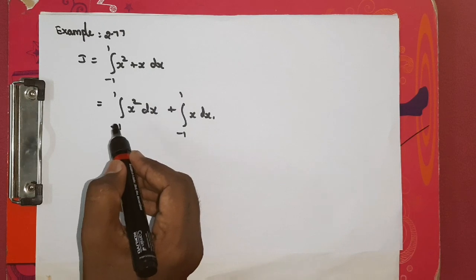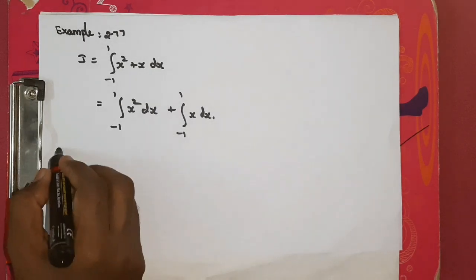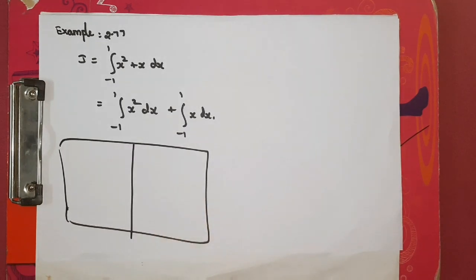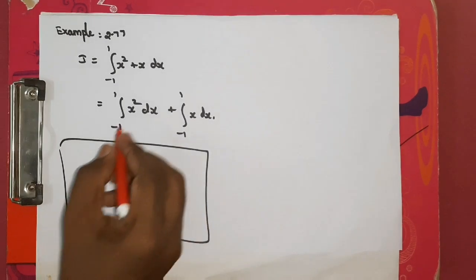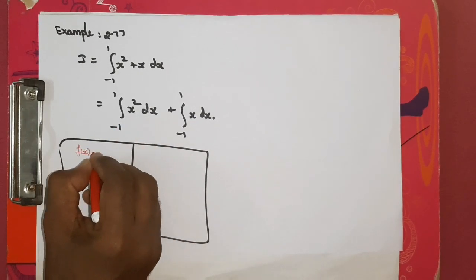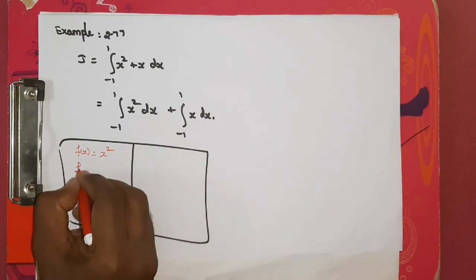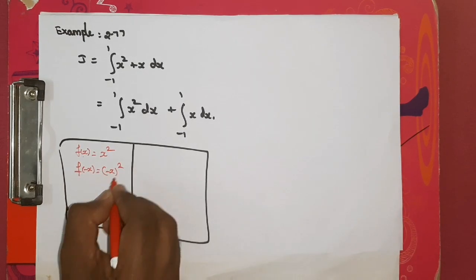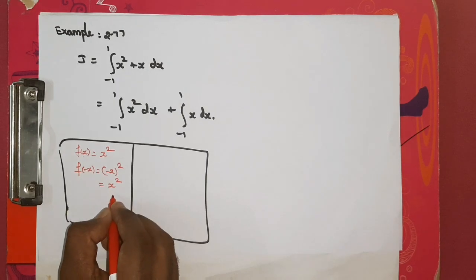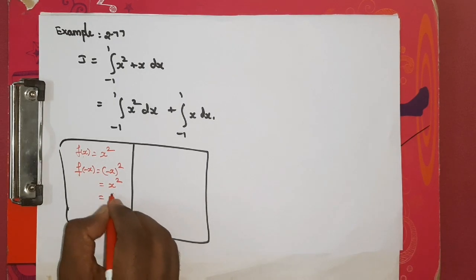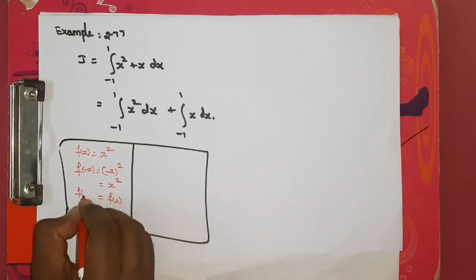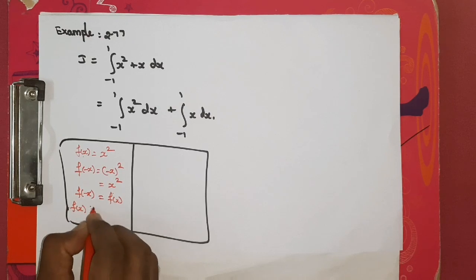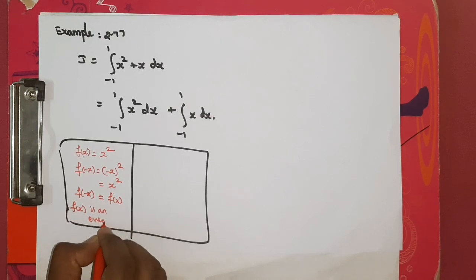In both we have limits like minus a to plus a. Let's check it. I draw a box. Here I'm going to take this function as f of x equal to x square. I replace x by minus x, so f of minus x equals minus x the whole square. What is minus x the whole square? x square. So that is nothing but the original function. So what is your conclusion? Therefore the given function f of x is even.